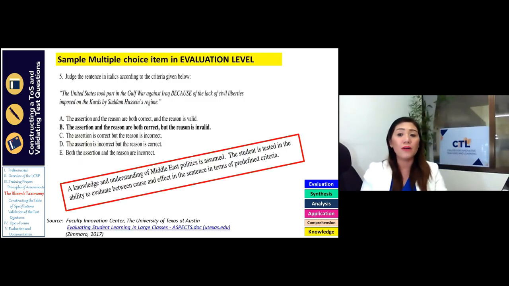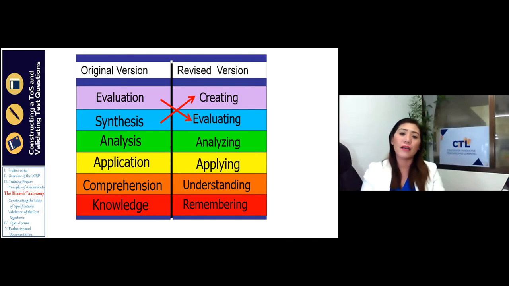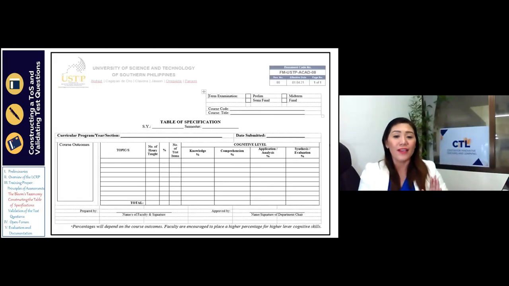So some example of evaluation level, judge the sentence, mga ala, no? Because this part here, they already know Middle East politics, but the student here is tested to evaluate between the cause and effect in the sentence in terms of a predefined criterion. That's why it is called evaluation level. So we're sending this also to you, no. So this is the original version. The other on the right is the revised version.